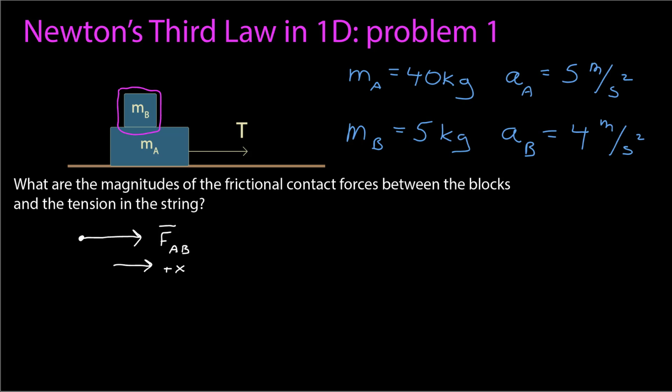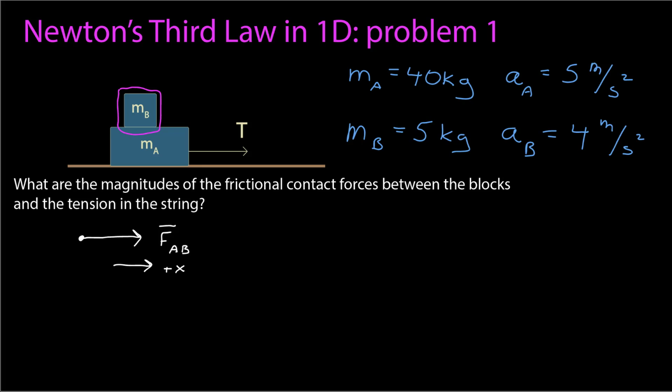A contact force has to cross this line, and so there's a horizontal contact force, a frictional force, that has to be in the same direction as the acceleration, so we know that that frictional force is to the right, because we're told that it's accelerating to the right at 4 meters per second squared.